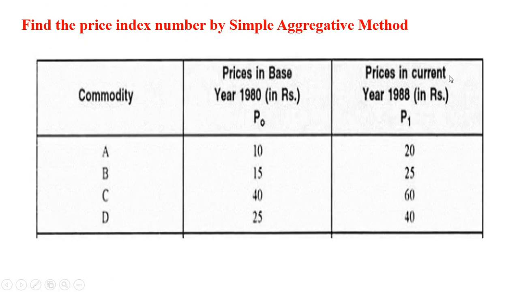The problem will be given in this format. 1980 will be the base year and 1988 will be the current year, because the highest year will be the current year and the lowest will be the base year. The values will be given, 10, 15, 40, 25, 20, 25, 60, 40, whatever is given, it doesn't matter, you need to consider them. Here 4 values are given, but it can be any number of values, there is no condition of limited values like that. Different types of commodity will be given.